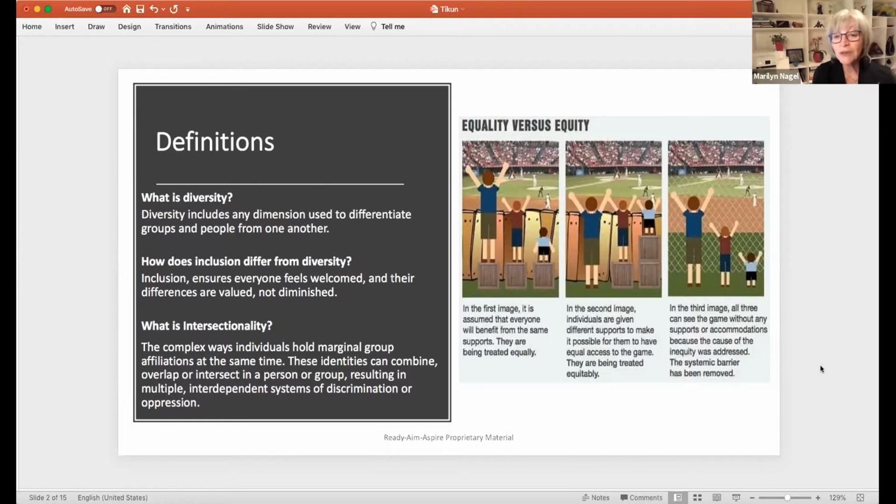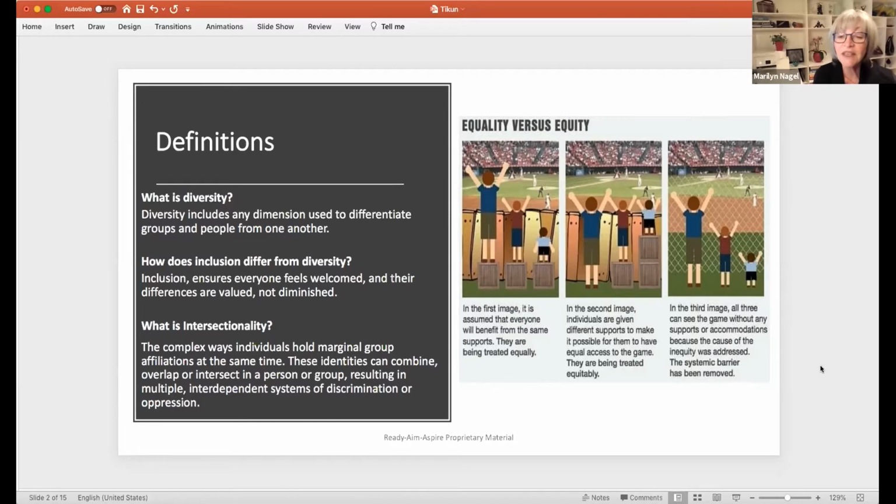When we talk about equity, we want to make the distinction between equality and equity, because most of us grew up with the notion that being treated equally was really the way to go. So I point you to this little illustration of the three young people. In the first image, it's assumed that everyone will benefit from the same supports. They're all looking over this fence to watch a ball game, and they're being treated equally.